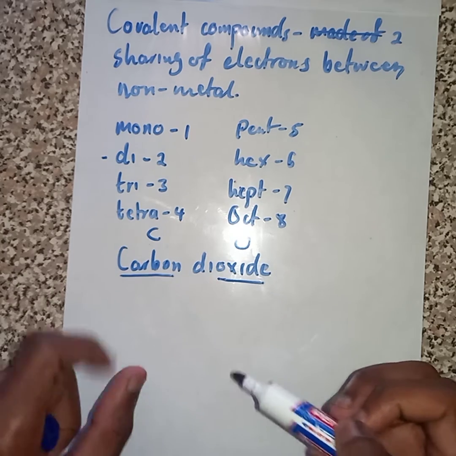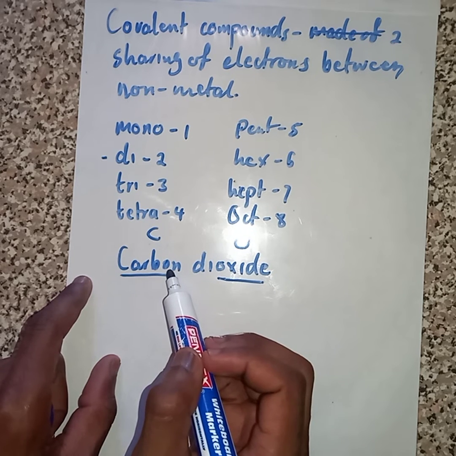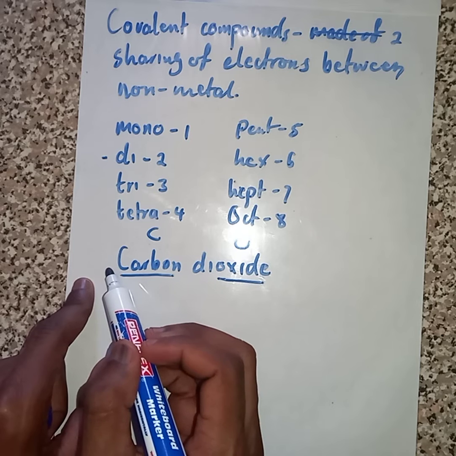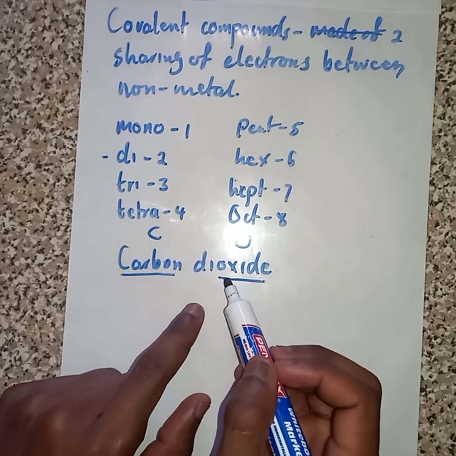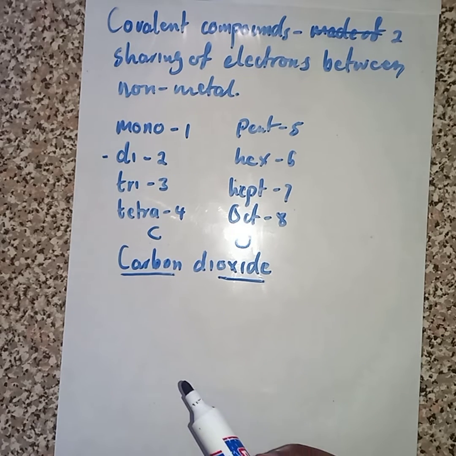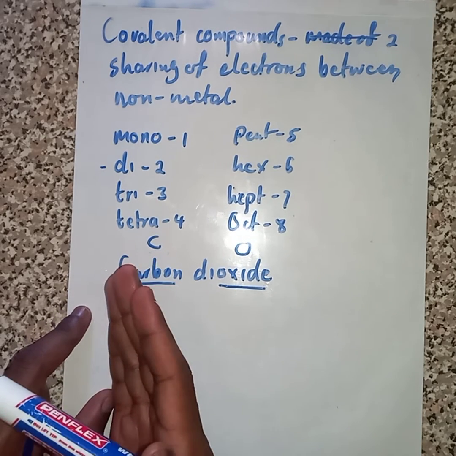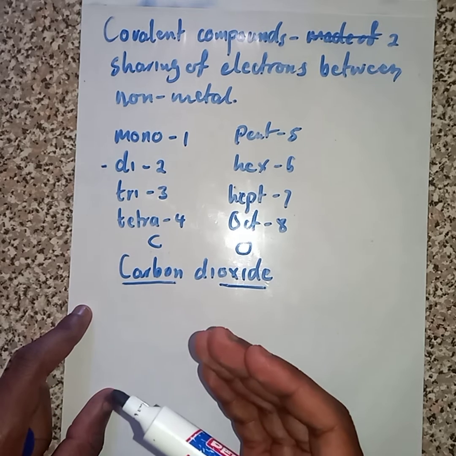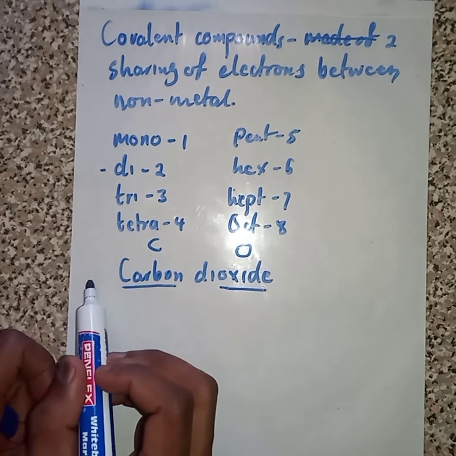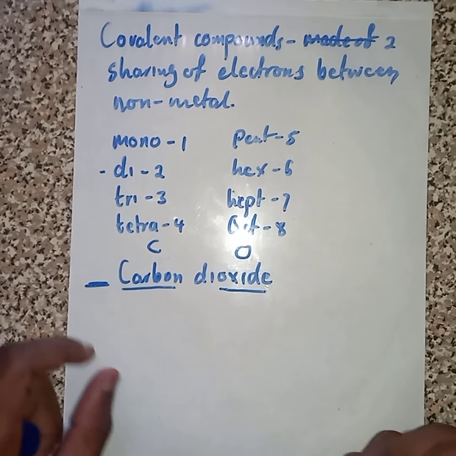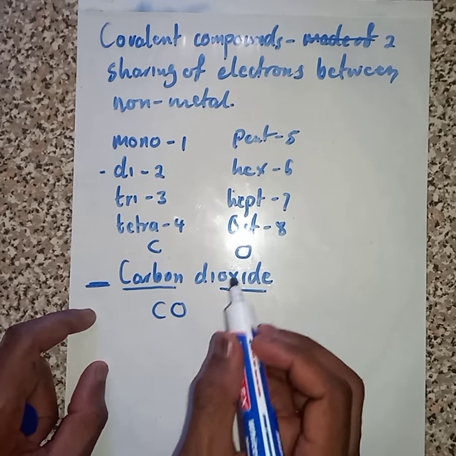Then it's so simple. If they did not state how many carbon I have, you must know that it's going to be one carbon. Especially when starting naming, there is no need for us to indicate mono. But for di, it is very necessary for us to do so. Then we are going to write C. How many O's now?